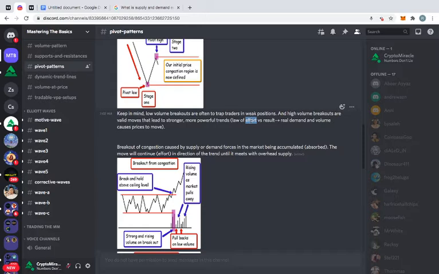That makes sense? In order for the flames of a fire to keep burning, you have to add more wood to the fire, right? You have to stoke the wood, you have to take care of the trend. In order for it to continue, you have to keep adding to the trend, to the flames, to the fire. Okay? So, real demand and volume cause prices to move.